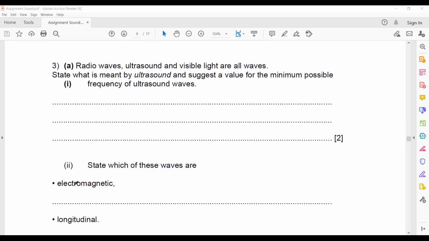Which of these waves are electromagnetic? Radio waves, ultrasound and visible light are there. Electromagnetic means a wave which can travel through vacuum. So radio waves and light waves are both electromagnetic. And longitudinal: sound and ultrasound, these are longitudinal.